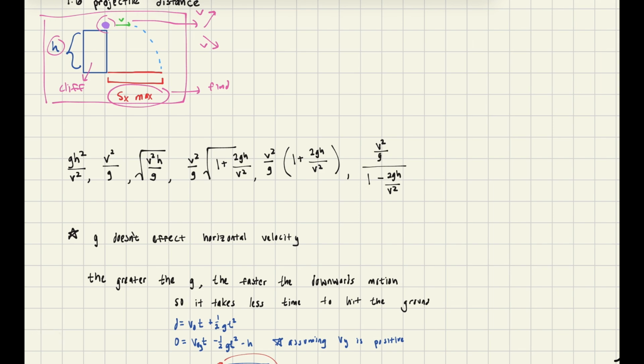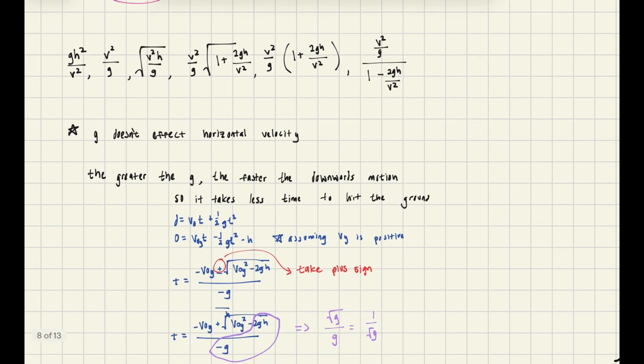First, we're going to start with the fact that g doesn't affect horizontal velocity. The greater the g, the faster the downwards motion, though. This is because it's accelerating it downward. So it'll take less time to hit the ground, right?